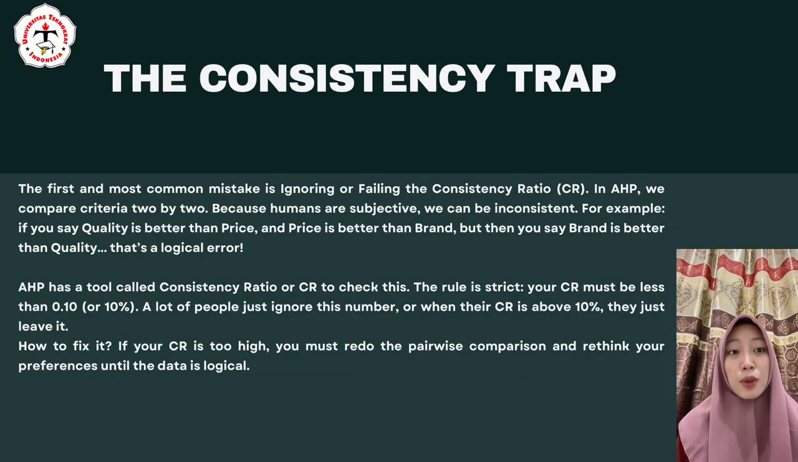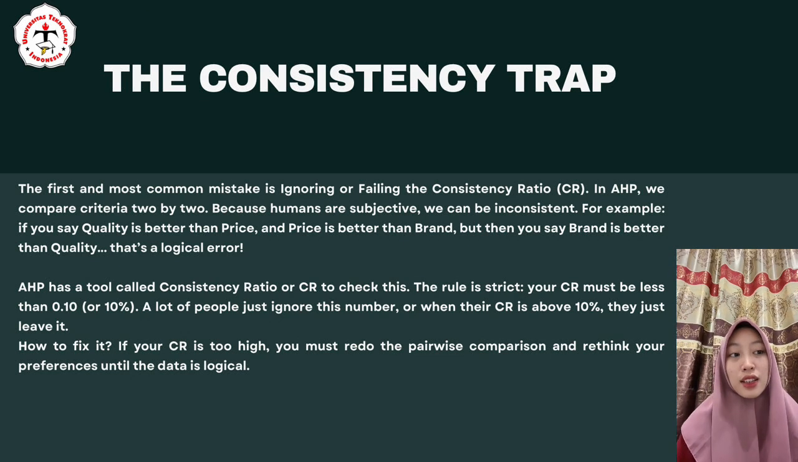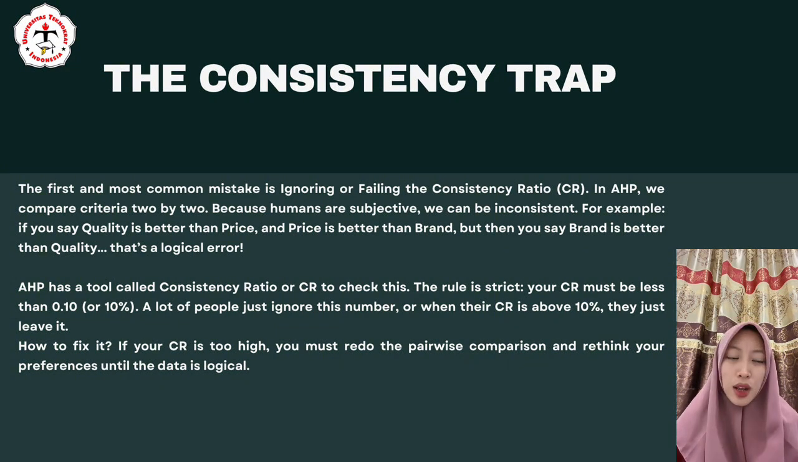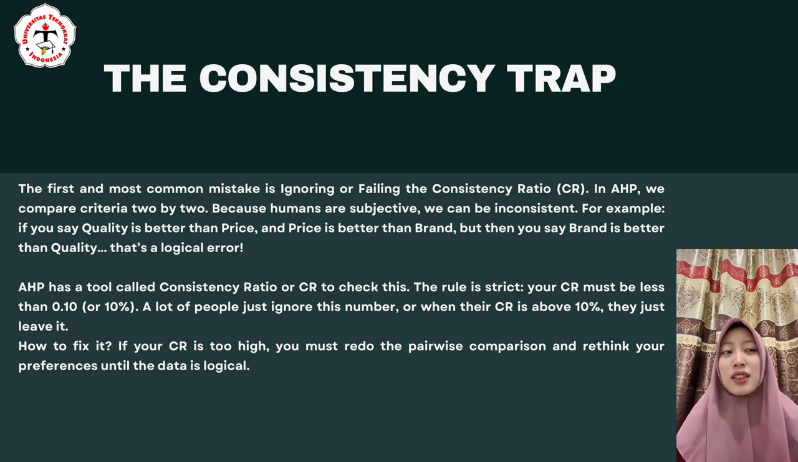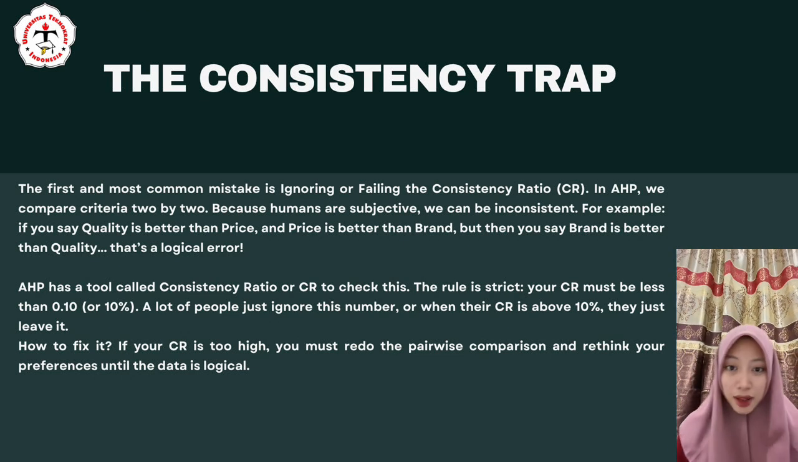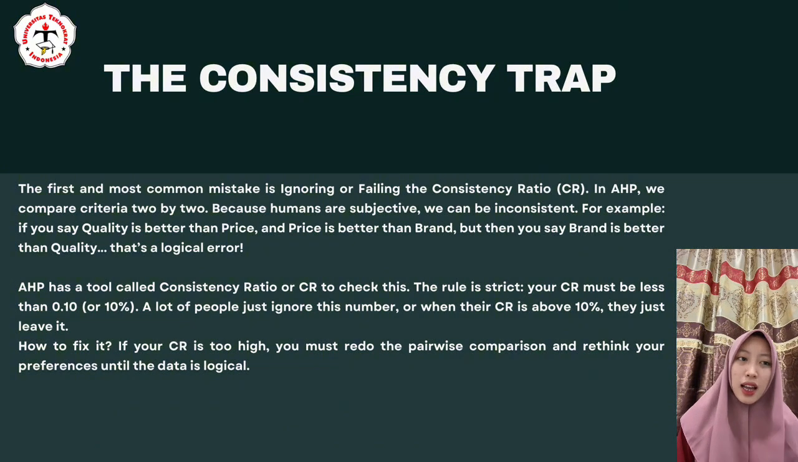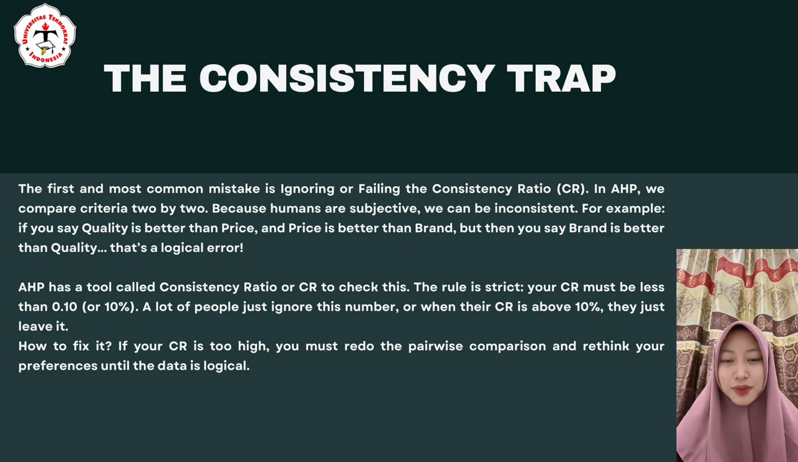The first and most common mistake is ignoring or failing the consistency ratio, or CR. In AHP, we compare criteria 2 by 2 because humans are subjective. We can be inconsistent. For example, if you say quality is better than price and price is better than brand, but then you say brand is better than quality, that's a logical error.